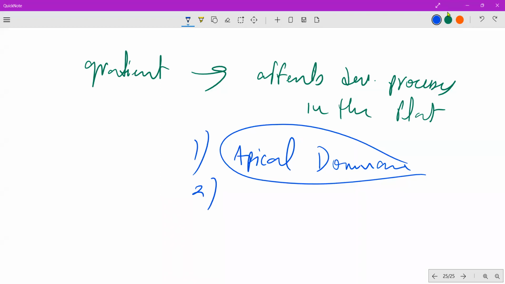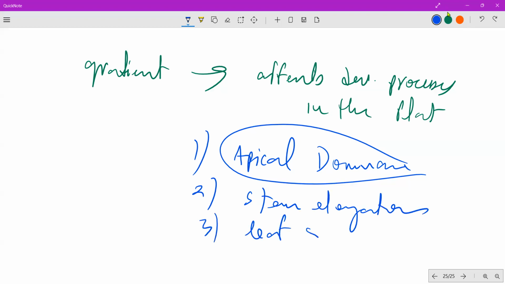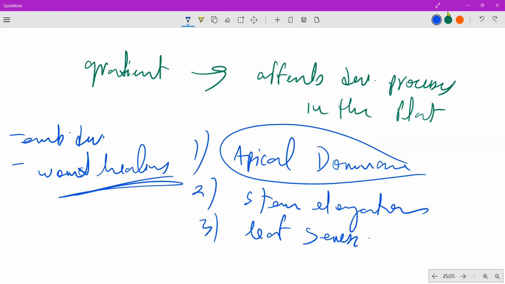We know this is also responsible for stem elongation. This is also responsible for leaf abscission or leaf senescence. In fact, this is also responsible for the embryonic development. In fact, wound healing in plants. So various developmental processes are affected by this gradient of oxygens which are present in the plants.